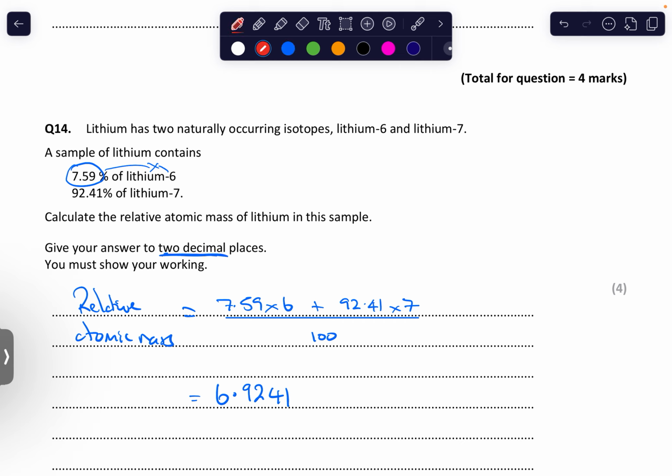So here, that's place 1, that's place 2, and that's place 3. Place 3 is less than 5, so that means my answer is going to become 6.92 as a final answer. We can check if that's roughly right because most of the atoms have got a mass of 7, and therefore I'd expect my answer to be nearer to 7 than it is to 6. So that looks correct.